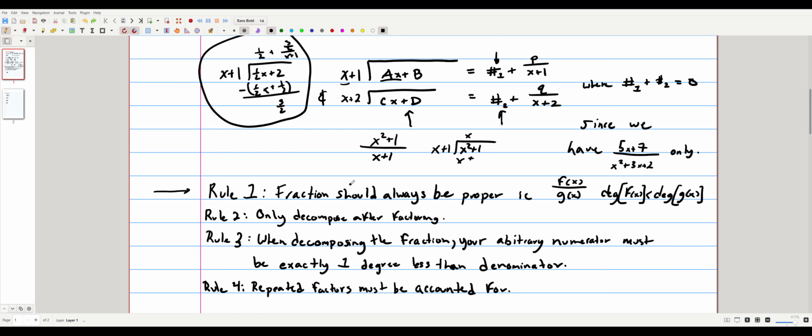And so, for instance, let's say we did have this, what would we need to do? Well, we'd want to do long division. How many times does x go into x squared? It goes in x times. X times x is x squared. X times 1 is x. Okay, so what we should have done here is given us a little space.